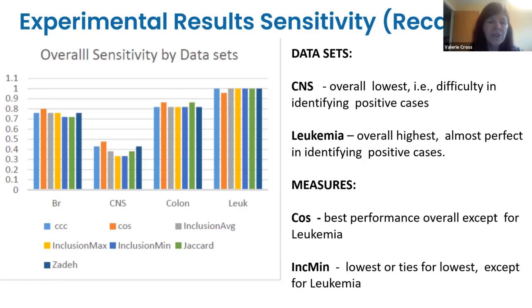The cosine measure, which is the orange, seemed to perform the best in all the data sets except the leukemia, where it was the lowest. And inclusion min seemed to be the lowest or tied for the lowest for leukemia.